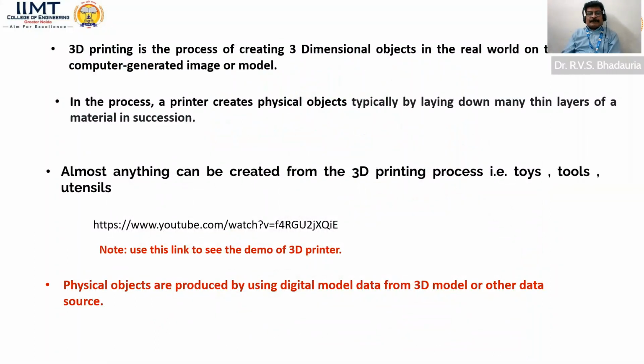Now, in this process, a printer creates a physical object, typically by laying down many thin layers of material in succession, like an iterative method. The process creates a three-dimensional object in the real world from computer-generated images or models. Almost anything can be made with 3D printing, from small utensils to big pieces of machinery.